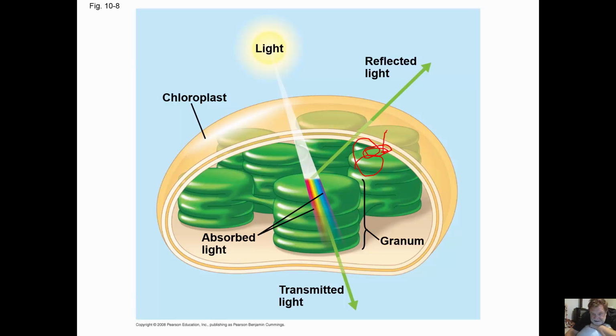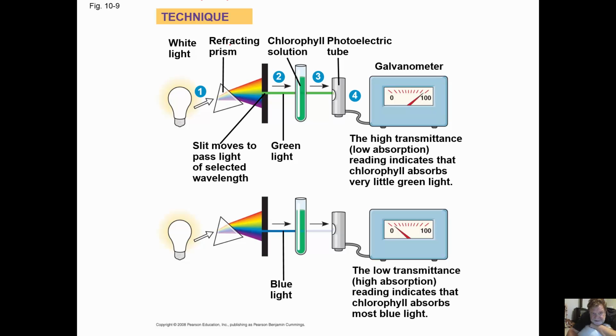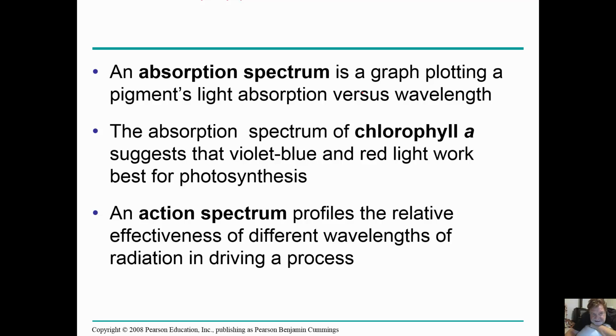So here again, here's a chloroplast, and these chloroplasts are green because the photosynthetic pigment does not absorb green light. You should understand what a spectrophotometer is, and here's a spectrophotometer where we can shine specific wavelengths of light through a solution and measure how much light gets through. An absorbance spectrum is a graph plotting a pigment's light absorption versus wavelength.